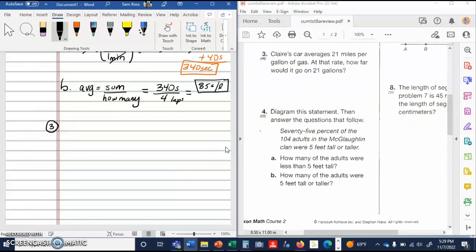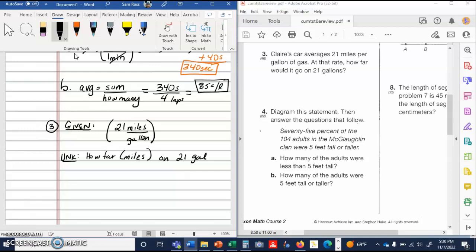Number 3. Claire's car averages, so I'm given 21 miles per, this is my per line, hour. At that rate, how far would it go? Unknown. How far, in miles, on 21 gallons? So it's 21 miles. Oh, I said per hour. That's not right. This should be per gallon. My bad.